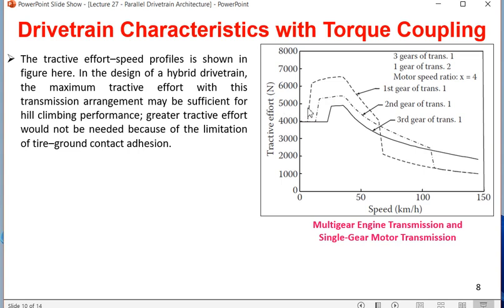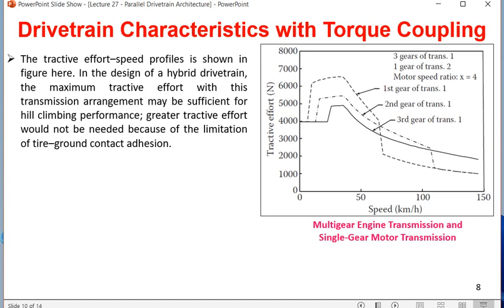And you are finding that if it's a 1-gear system, the higher speed side is quite considerable and the decrement in the torque is quite high. So in case of gear 1, the fall in the torque is quite high or quite abrupt, whereas in case of the 3-gear system, the fall is kind of flattish. Okay, so that you are finding. So this is multi-gear engine transmission and single gear motor transmission. So in this case it's a combination of multi-gear engine transmission and single gear motor transmission.